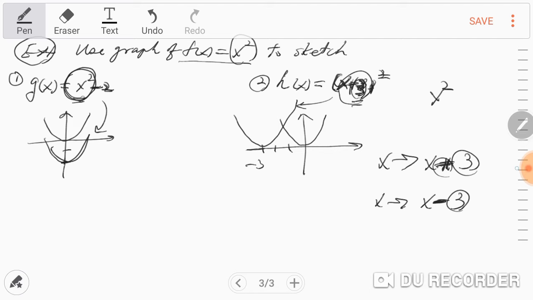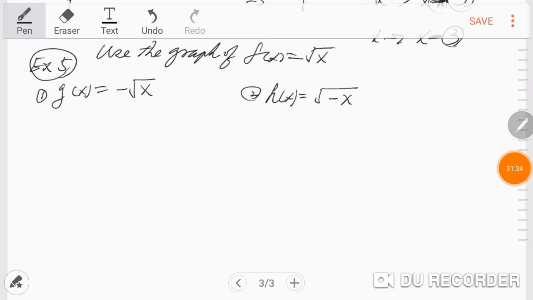Okay, let's try another example. This example is related to reflection: reflection of the graph of a function across the x-axis and the y-axis. So f of x is the square root of x. This function has had its sign changed. And then the graph is what?